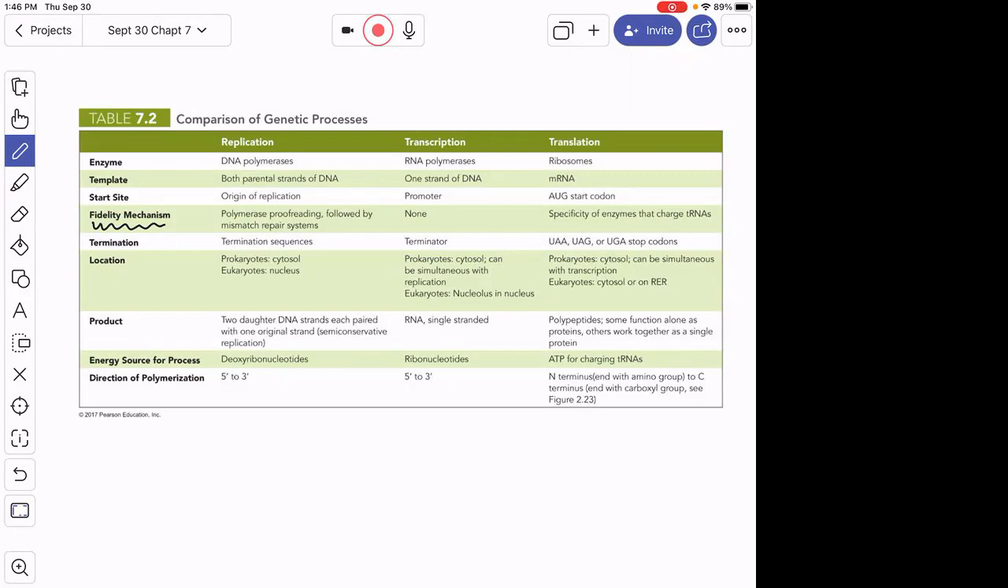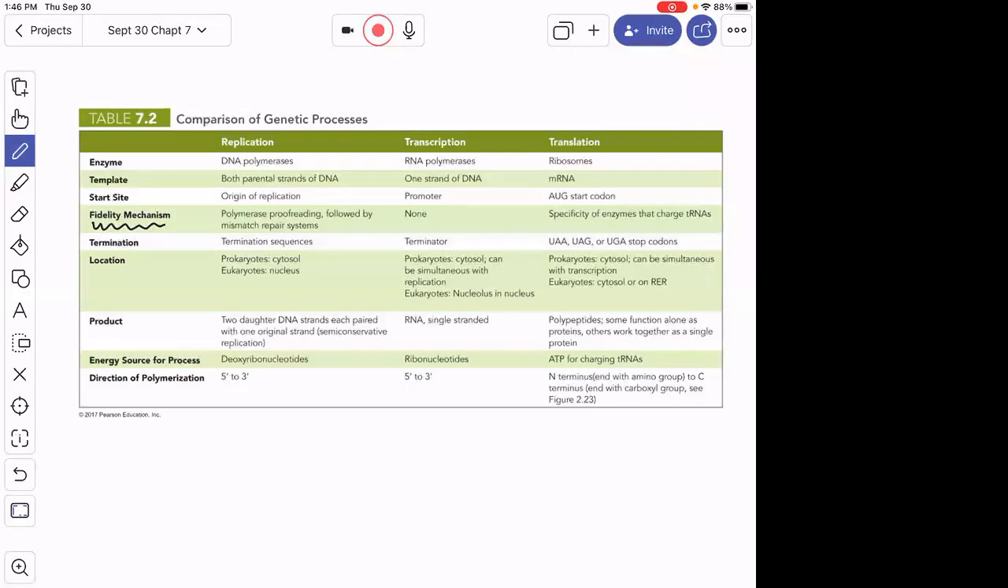Yes. So when I say fidelity, that means how likely it is that there were no errors made. So replication, we want that to have the highest fidelity. If we make a mistake in the blueprints, forever after, every protein that's made is going to be wrong. So that's a huge problem.